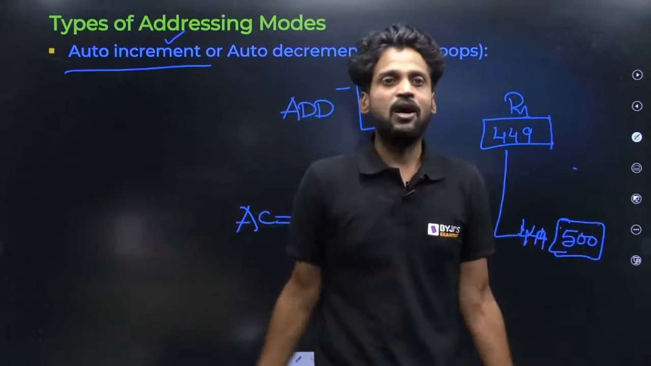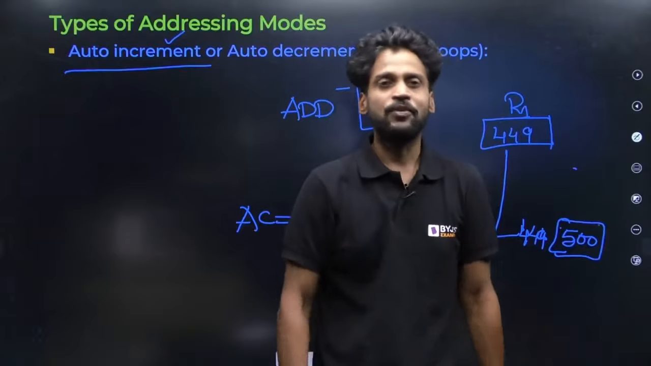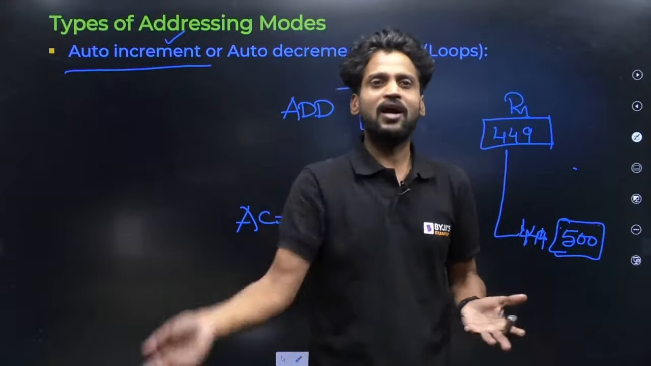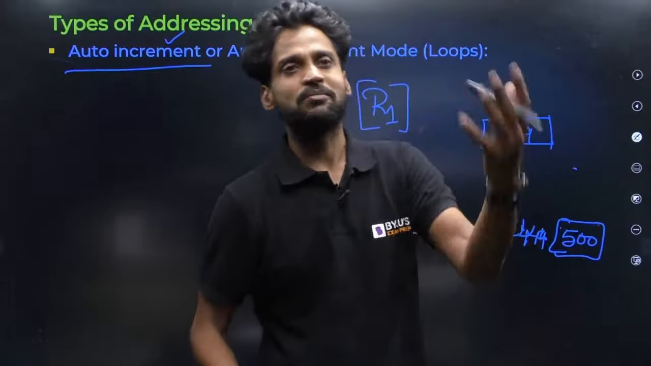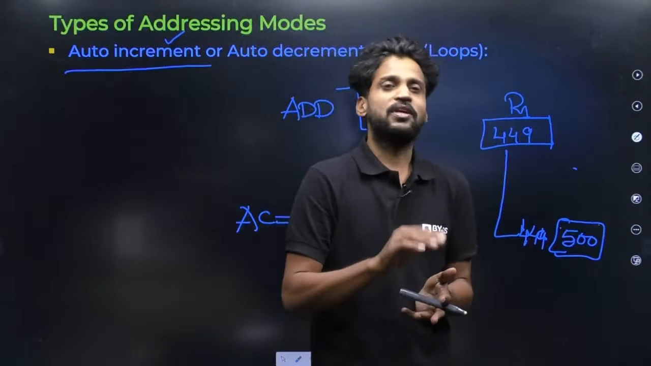Why exactly do we need to have all these addressing modes? Let me put it this way. Here it could be Anu, it could be Raj, or it could be Vishal, or it could be somebody else. Let me put it this way.